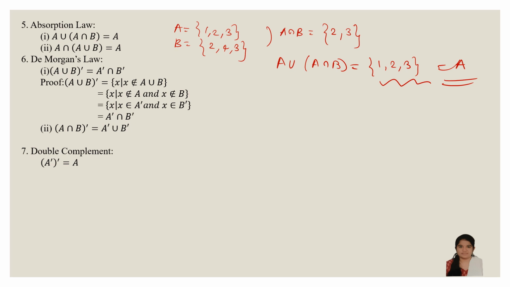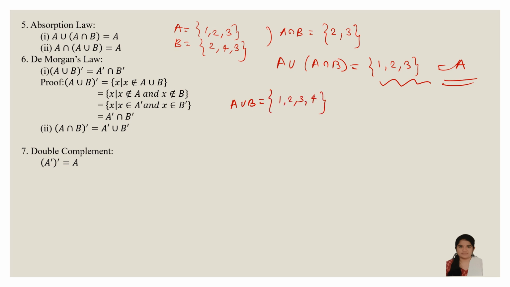So this property, or this law, is verified. Similarly, for intersection, the second property, A intersection (A union B), will also hold. Let's see what happens. First we will find A union B. A union B will be together all the elements.